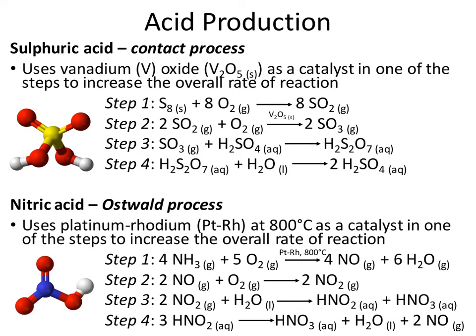And again, we can also see it in different processes as well. So when we create sulfuric acid using the contact process, we're going to use a vanadium oxide to allow this reaction to happen. So you can see that that catalyst is actually used in the second step over here. We go from sulfur dioxide plus oxygen to sulfur trioxide. Same thing in the Ostwald process. To create nitric acid, we're going to be using a platinum rhodium catalyst in our first step here, going from ammonia and oxygen to nitrogen monoxide and water.